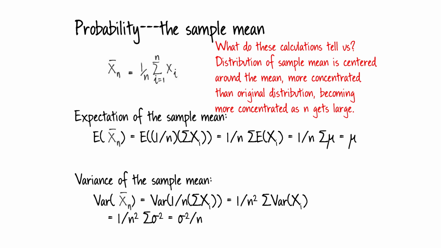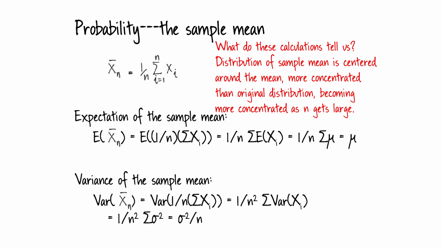Now, what do these calculations tell us? We've got this random sample of variables, and we haven't specified what distribution they're from, just any old distribution. We add them up and divide by n, which creates a new random variable called x bar. We know that x bar has the same mean as the underlying random variables that we use to calculate it, and its variance is that variance divided by n.